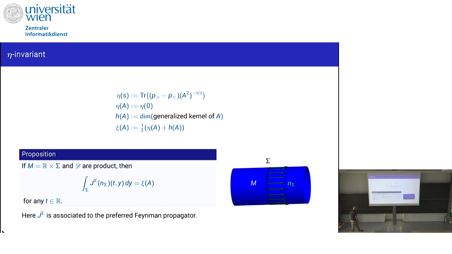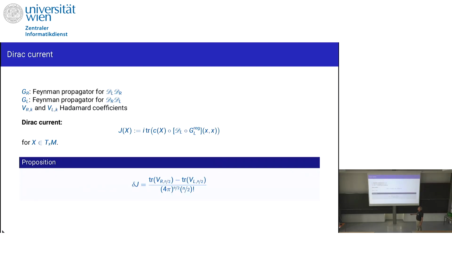And now let's look at a special case. Namely, if the manifold is a product. So it's of the form R cross Sigma with product metric, and the operator is also of product form. In this case, there is a preferred Feynman propagator. If you're on a product manifold, you can write down a specific Feynman propagator. So, if you take the Dirac current for that Feynman propagator, remember the definition of the Dirac current used a Feynman propagator, so we had to choose one.